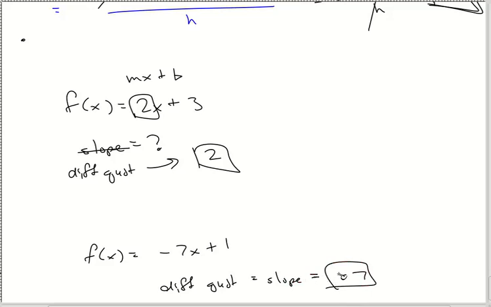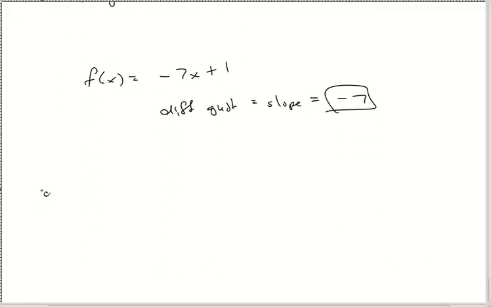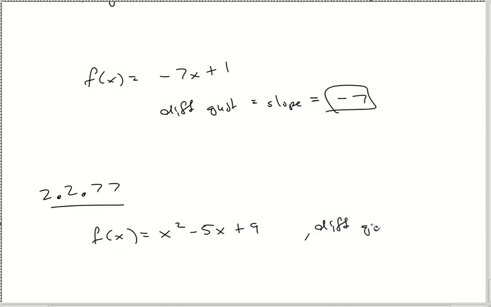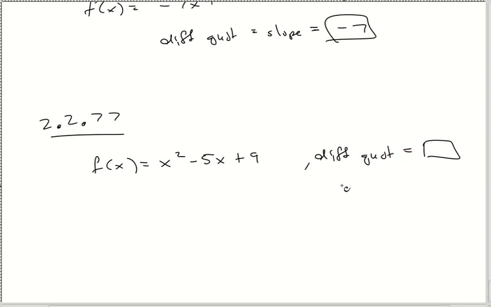Okay. But now, what if they give you, I know they're going to give you this. This is on your homework. 227, f of x is equal to x squared minus 5x plus 9. And they say, what's the difference quotient? Okay, let's think about this for a second. They want to know what is the slope of this quadratic.